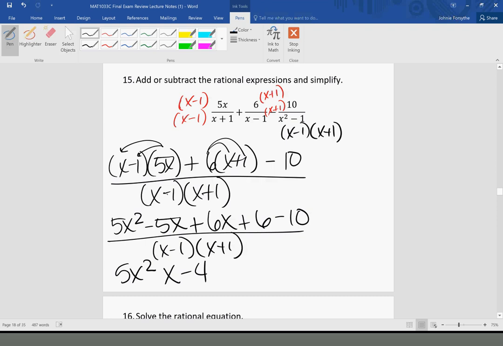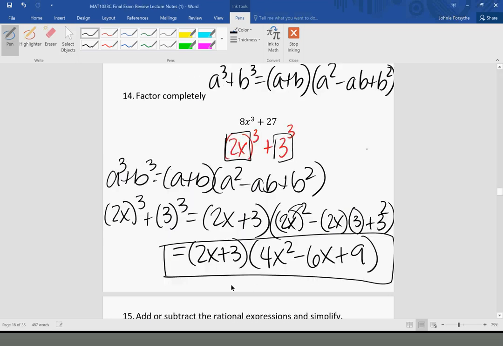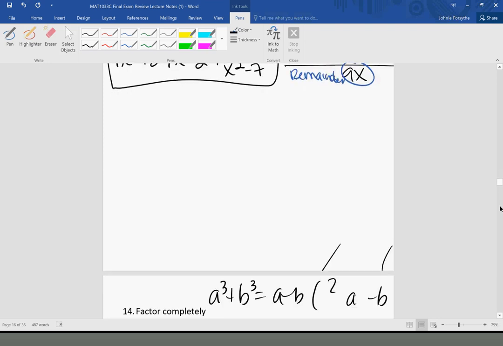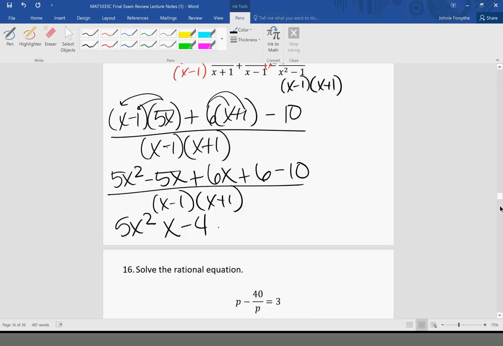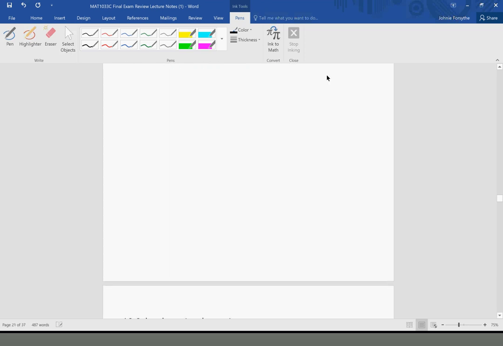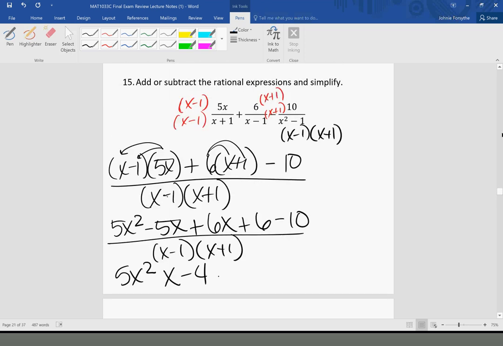I need another page. Let me get another page here. Where did that page go? Here we go.